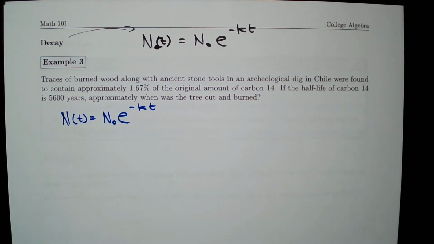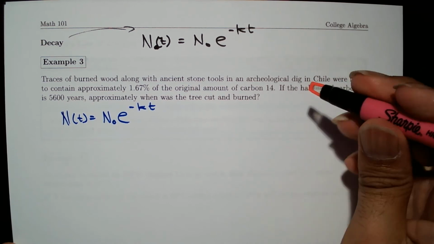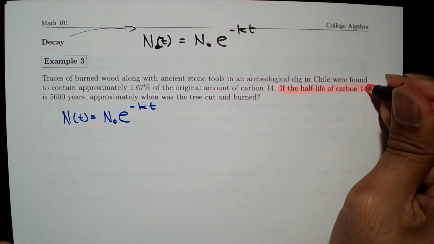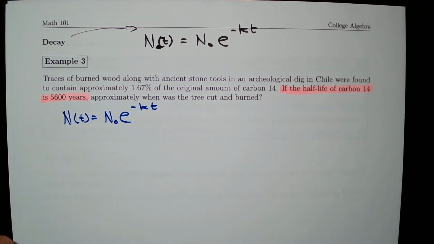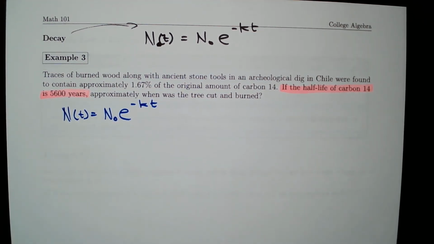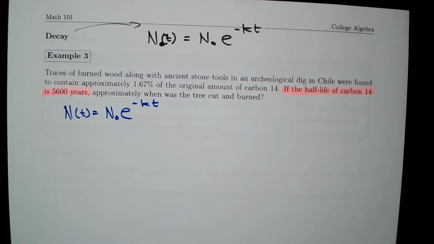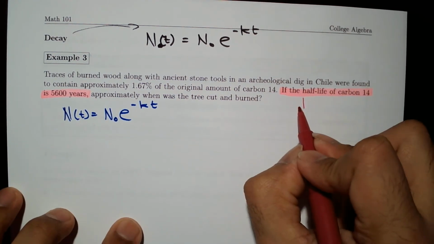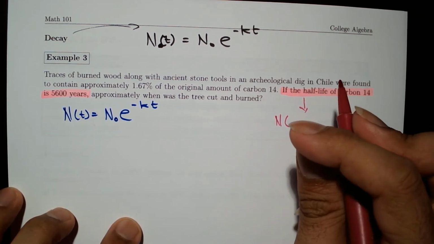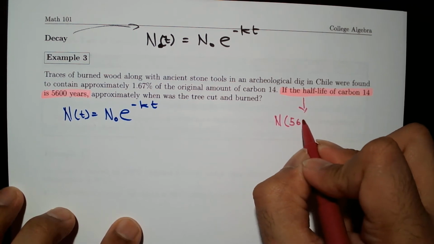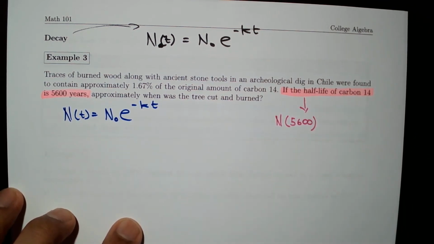And we're going to use this piece of information right here. The half-life is 5,600 years, right? So this means that if n is evaluated at 5,600, we get half of this, not double like the previous examples.